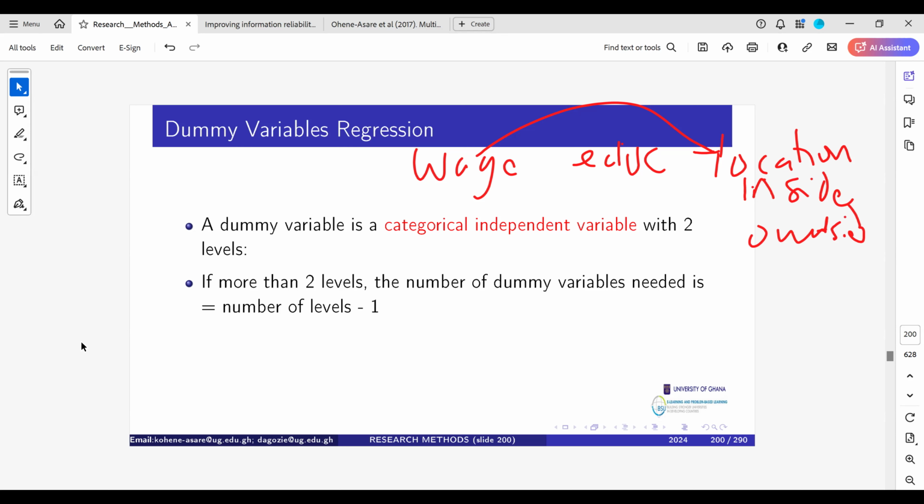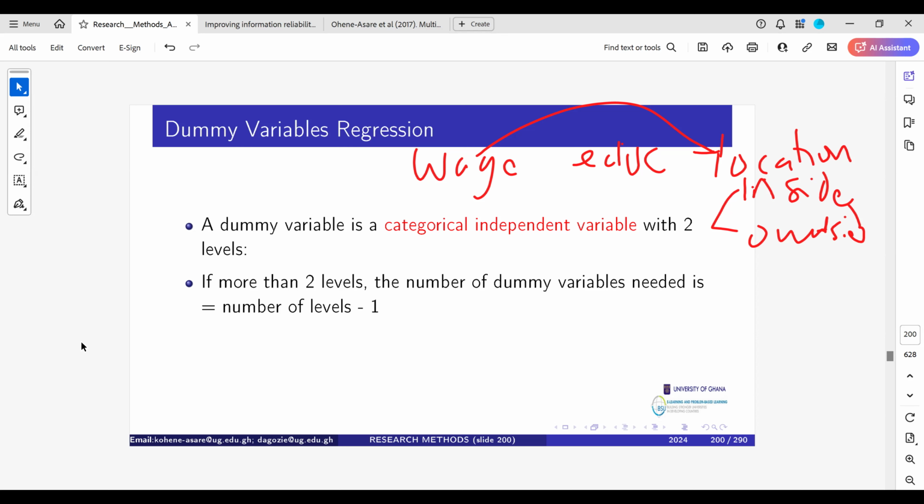Now, these two are called levels. And the top one, the location, is known as a dummy variable. You see, the word dummy is like static, not changing, not moving. So each time you have a dummy, you can choose to have levels. And the number of levels are always one more than the number of dummies.